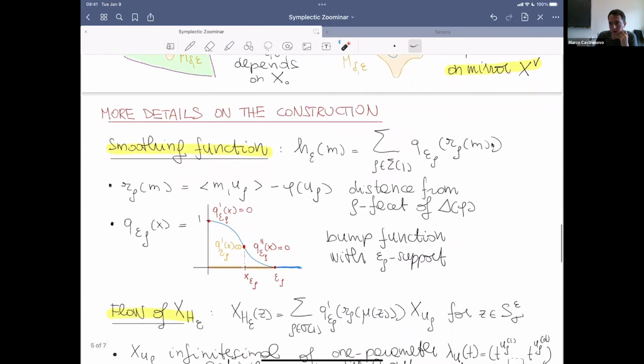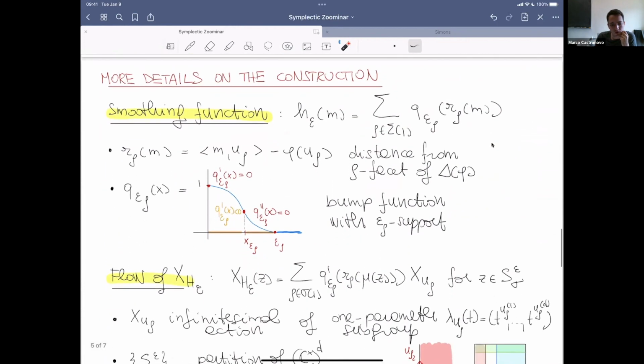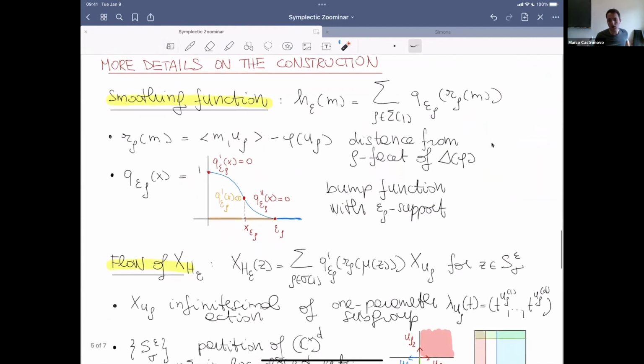Okay, so let me give you some more details on the construction. So I just sketched a picture for the smoothing function in a special case. In general, it's defined adapting ideas that have been introduced by Seidel in complex dimension 2, and MacLean generalized them in general dimension for complements of simple normal crossing divisors in smooth varieties.